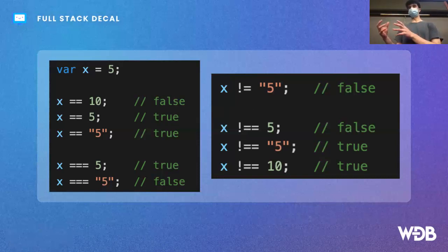But if we do not equals with a double equal sign after, you can see that it's actually going to do it correctly this time around. So we're saying x not equals 5. That's false because 5 is 5. But if we do it with the string 5, that's going to be true because they're not equal, because we just compared the type and the value to each other. And again, for x not equals to 10, that's going to be true, obviously, because 5 is not 10.